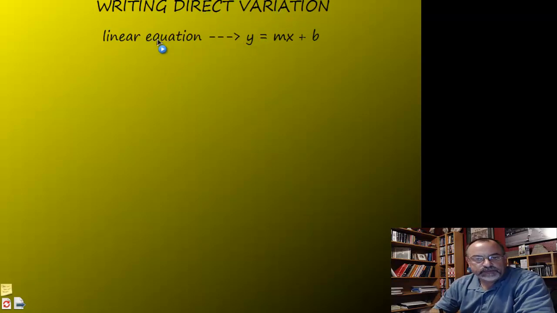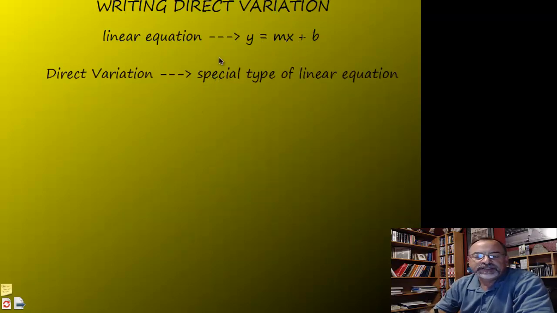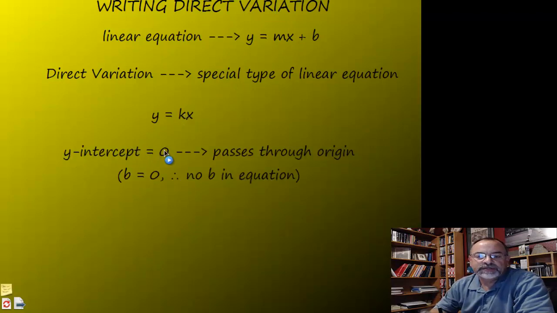So the first thing we want to talk about is that a direct variation is a form or a type of linear equation. Now we just talked about linear equations and we talked about slope-intercept being the equation y equals mx plus b. A direct variation is a special type of linear equation, and what makes it special is that the y-intercept is 0. So the y-intercept for every direct variation is 0, so the line passes through the origin. Because the y-intercept is 0, you can imagine me putting in plus 0 out here. We wouldn't have to write that because adding 0 won't change this. So we'd be left with just y equals mx, and that's what a direct variation is.